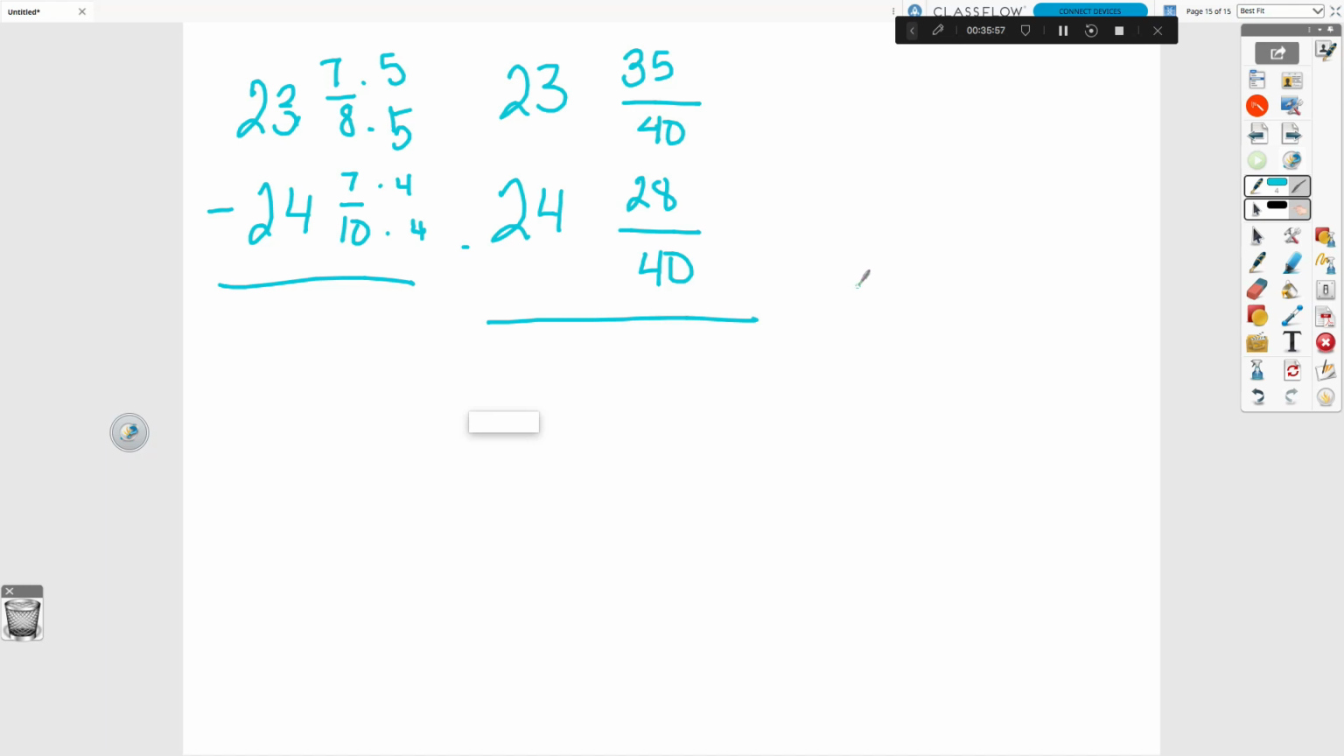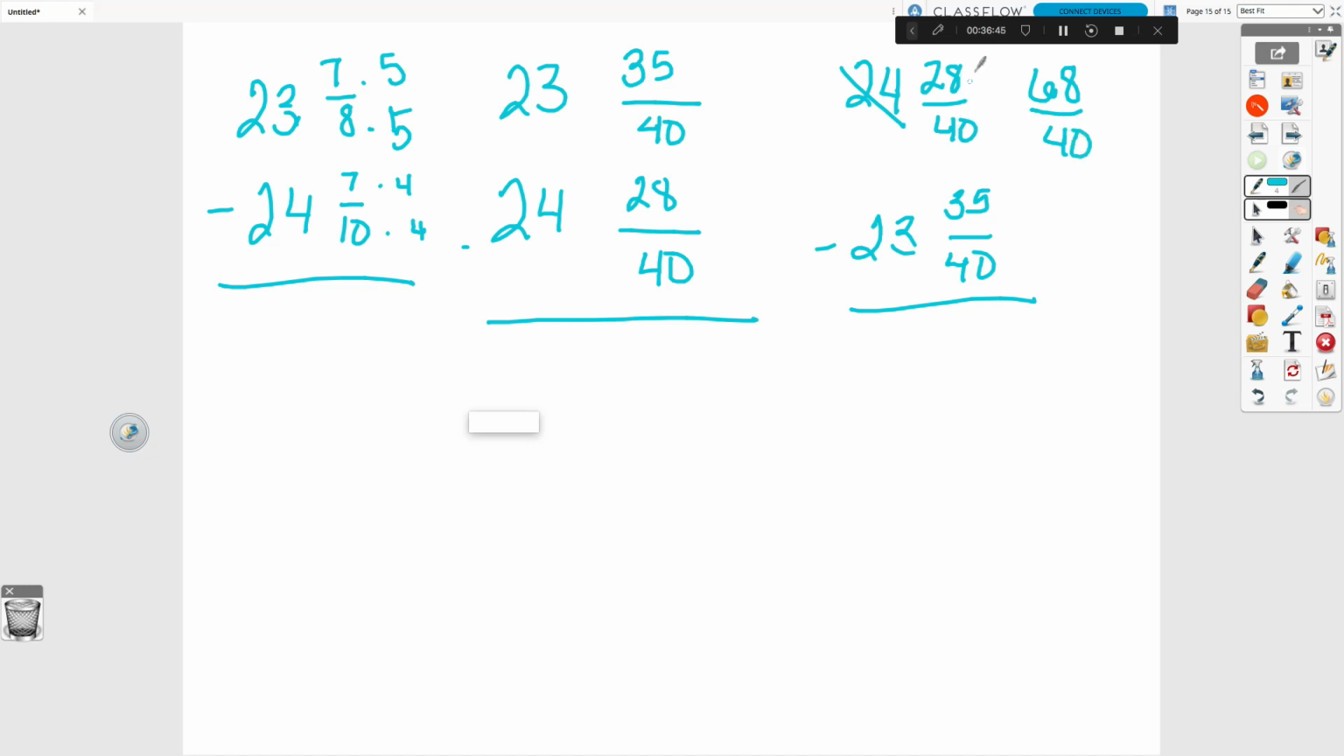When I subtract these, I cannot set my equation where my bigger number is on the bottom. I have to have my bigger number on top. Because I know it's going to be a negative, and my bigger number is now on the bottom, I have to move that to the top. So 24 and 28 40ths, and 23 and 35 40ths. Now I have to borrow. I don't have enough to subtract here, so I have to borrow. So when I borrow, this becomes 68 40ths, because I'm just adding these two together.